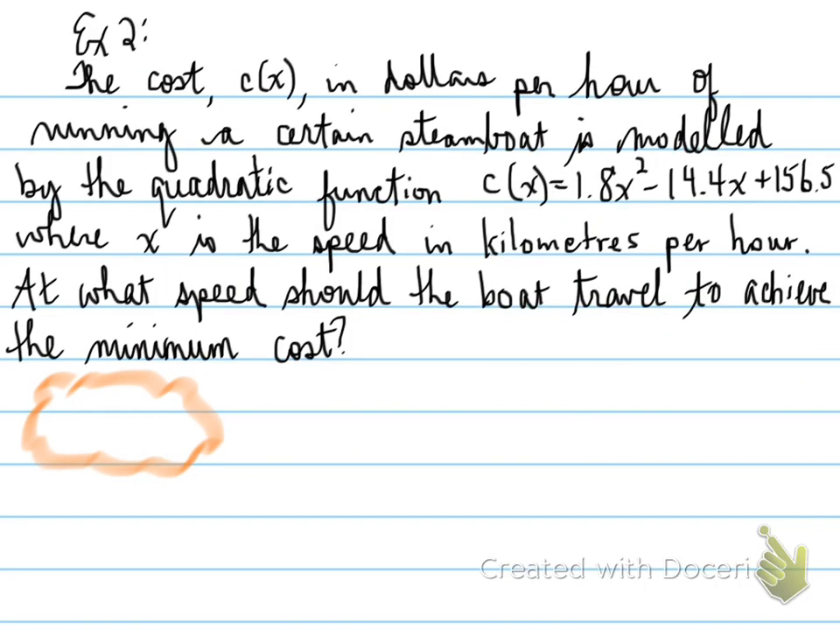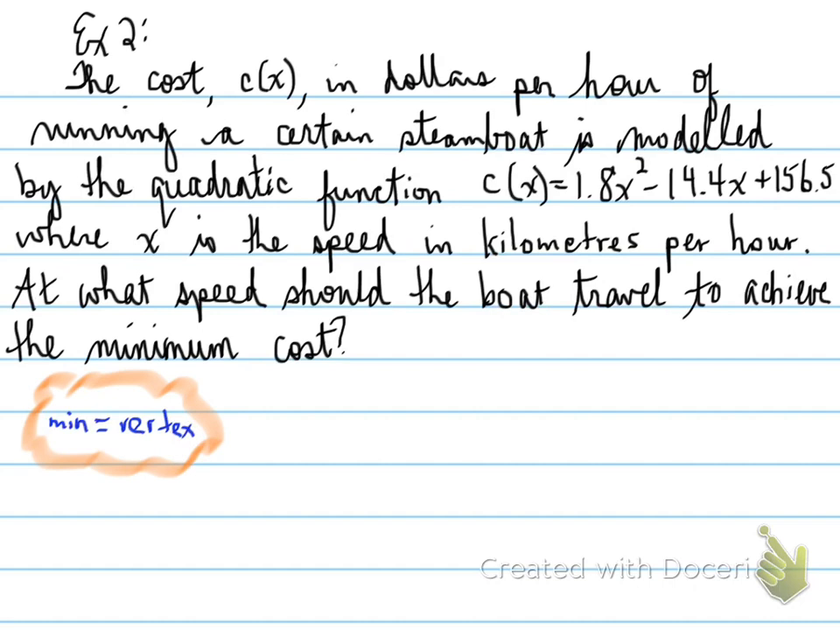The cost C of x in dollars per hour of running a certain steamboat is modeled by this quadratic function, where x is the speed in kilometers per hour. At what speed should the boat travel to achieve the minimum cost? The key word here, folks, is the word minimum. Minimum means we're going to need the vertex. To get the vertex, we have to take the equation, lucky for us we're given the equation, and put it into vertex form. So, when you see the word minimum, you automatically think vertex.